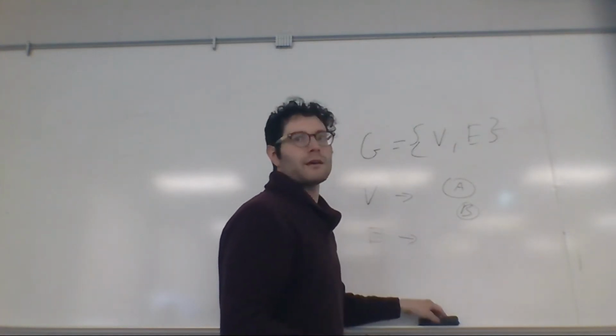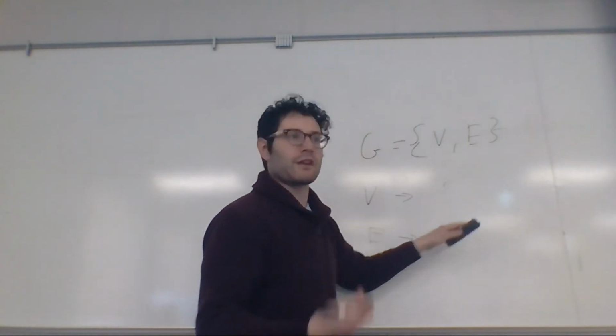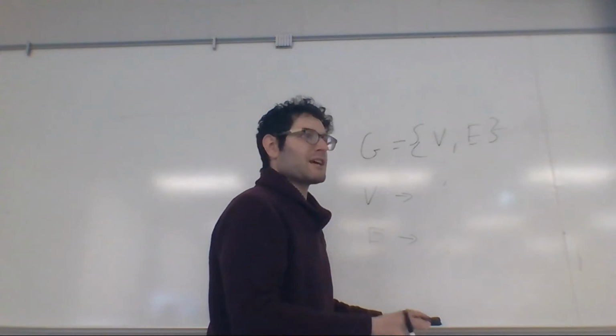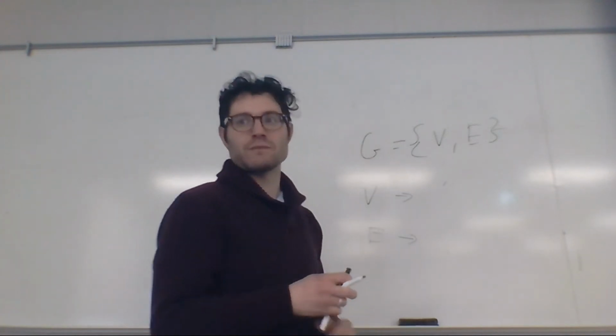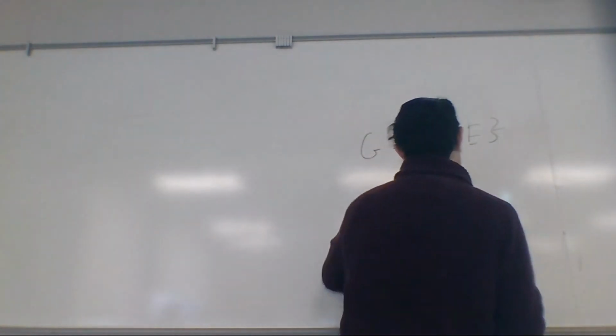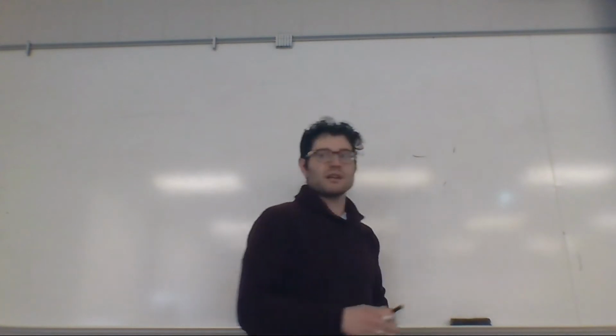You can have an empty set of vertices, which means there are just no things. And you can also have an empty set of edges, which means if there's a bunch of things, there are no relationships between them. So a graph is essentially a set of vertices and edges: things, which are the vertices, and relationships between things, the edges.